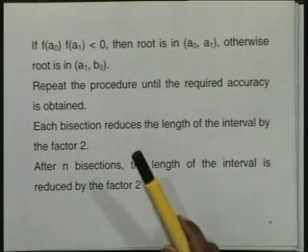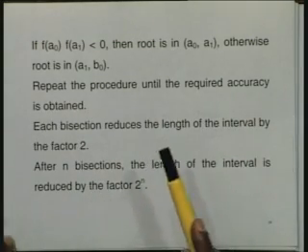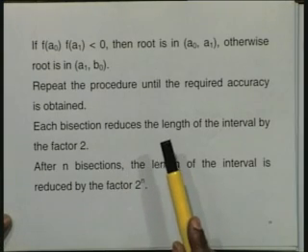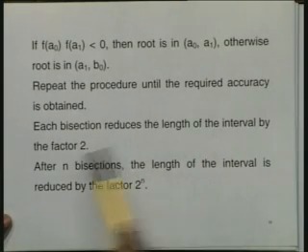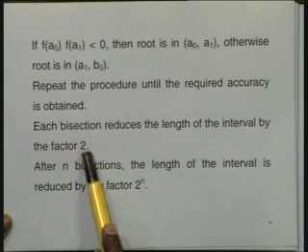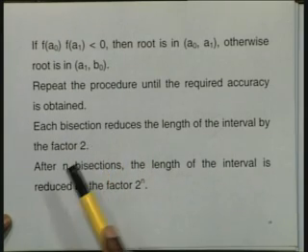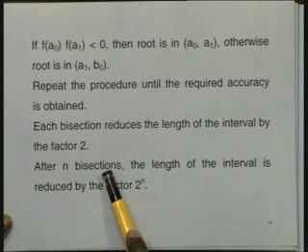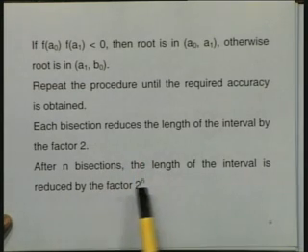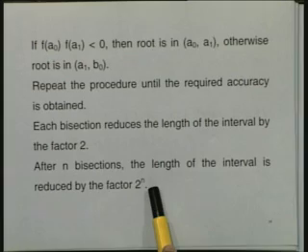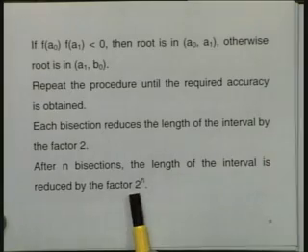Now there is something very interesting in this bisection method. We are doing bisection, that means the length of the interval is reduced by a factor of 2. So each bisection reduces the length of the interval by a factor of 2. After n bisections, the length of the interval is reduced by a factor of 2 to the power of n. Each time it is reduced by a factor of 2, 2 squared, 2 cubed, and so on.